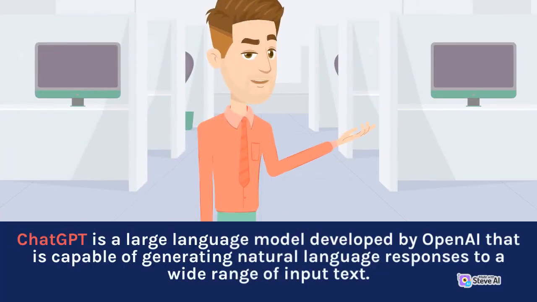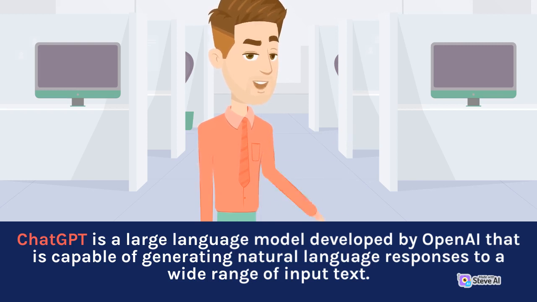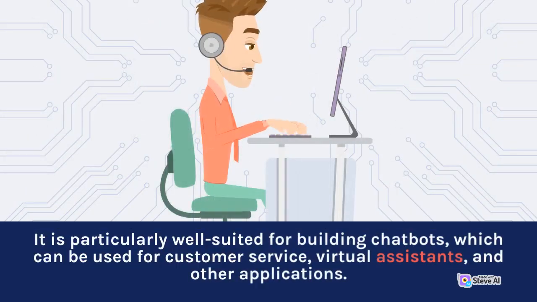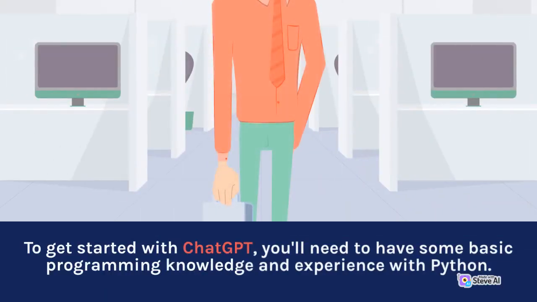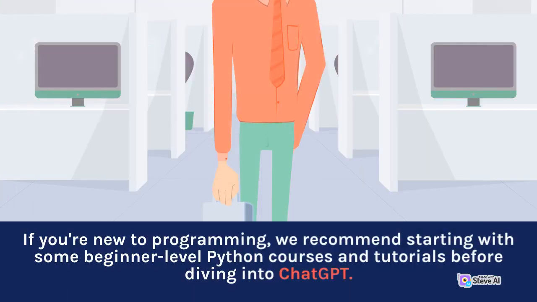Chat is a large language model developed by OpenAI that is capable of generating natural language responses to a wide range of input text. It is particularly well suited for building chatbots, which can be used for customer service, virtual assistants, and other applications. To get started with Chat, you'll need to have some basic programming knowledge and experience with Python. If you're new to programming, we recommend starting with some beginner-level Python courses and tutorials before diving into Chat.